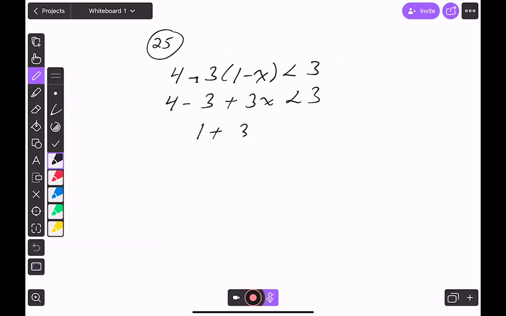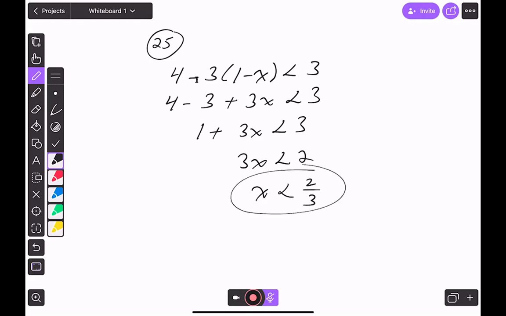1 plus 3x. Take away 1 from both sides. Divide both sides by 3, which is a positive number. So that's pretty good. I know my solution to the problem, and that's x is less than 2/3. I know what the graph looks like. X is less than 2/3. And I know what my interval looks like. Minus infinity up to 2/3.